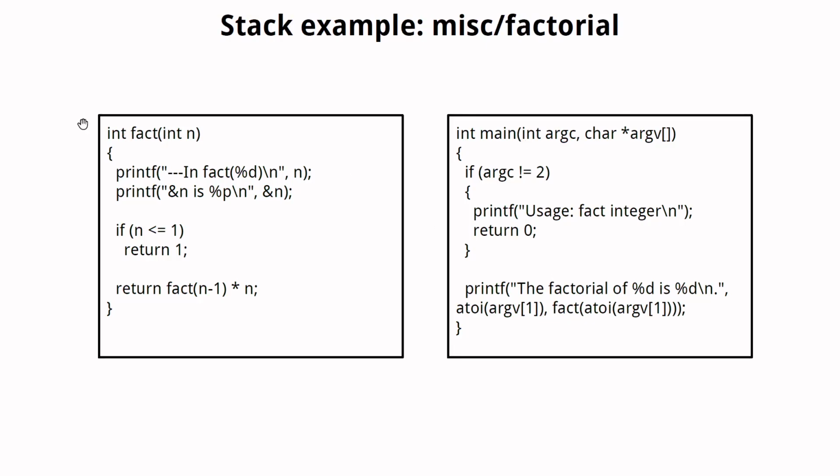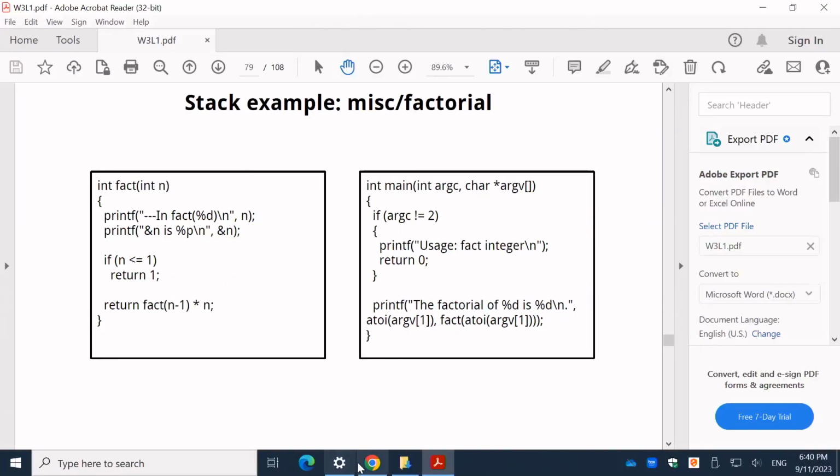And the function fact will print out which number it is calculating. It will print out the address of the parameter here, right? So n is a parameter. We're printing out the address of n. If n is 1, we return 1. Otherwise, we recursively call this function, fact n minus 1, then times n. So that's the same implementation of this one.